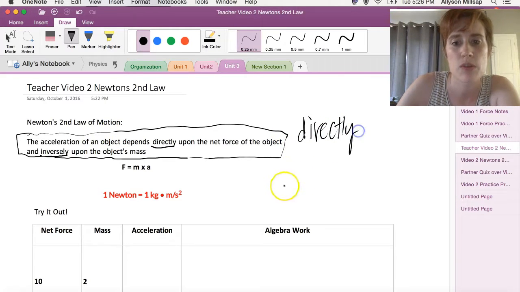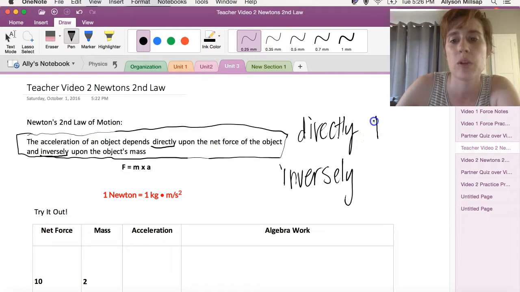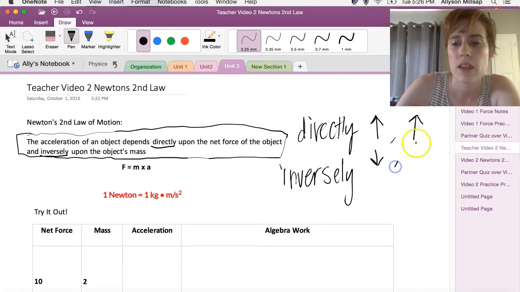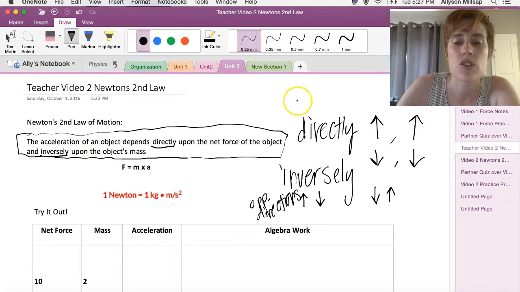Let me just define those two terms, directly and inversely. So directly means that when one variable goes up, the other variable is going to go the same direction. When that same variable goes down, then the other variable will also go down. They move the same direction, okay? Inversely is opposite. Inversely means that when one variable goes up, the other variable goes down. When that same variable goes down, the other one goes up. So inversely means that the two variables move in opposite directions from each other, and directly means that the two variables move in the same direction as each other.